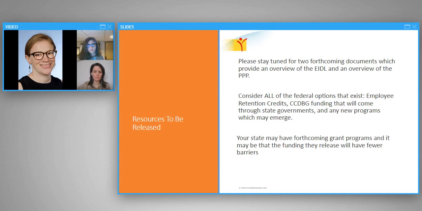And if your state decides to release funding to childcare businesses, it's likely that some or all of the same financial information, tax information, corporate structure information will be asked. So once you've submitted an EIDL or a PPP application, if you decide to do that, don't put all those documents away. Keep them on your desk or where you can easily reach them, because it may be that you'll need to enter in the same information again.